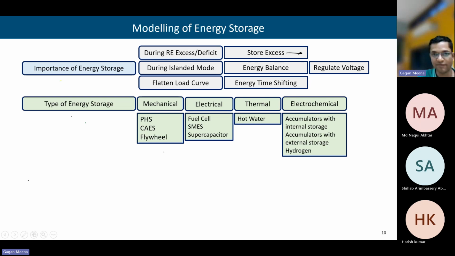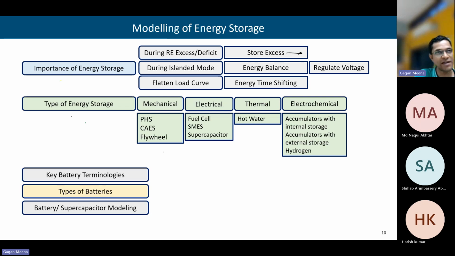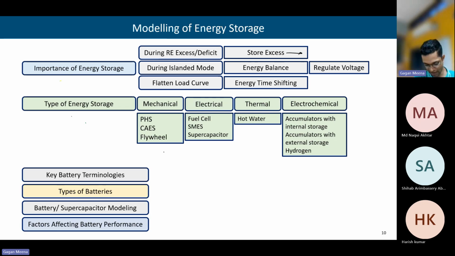We have already discussed this in week 3: mechanical, electrical, thermal, and electrochemical. Then we discussed different battery terminologies and types of batteries: lithium ion, nickel metal hydride, sodium sulfur, and vanadium redox flow batteries are also there. Metal air and metal ion batteries are also coming up. Then yes, their modeling. Their equivalent circuit was also discussed, and different factors affecting the battery performance.